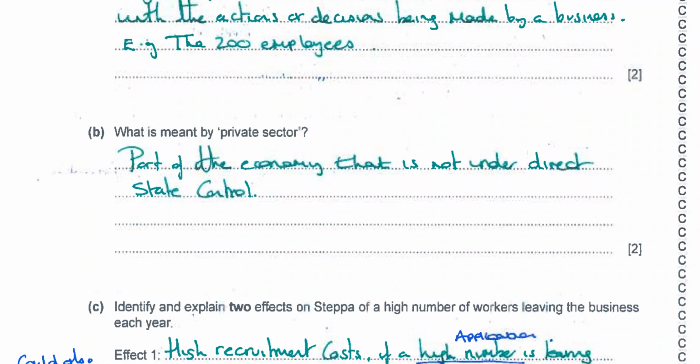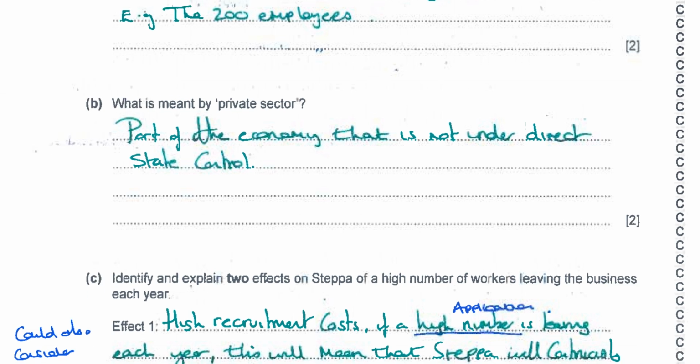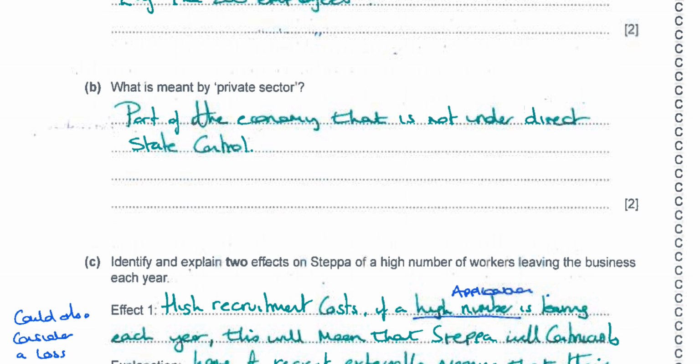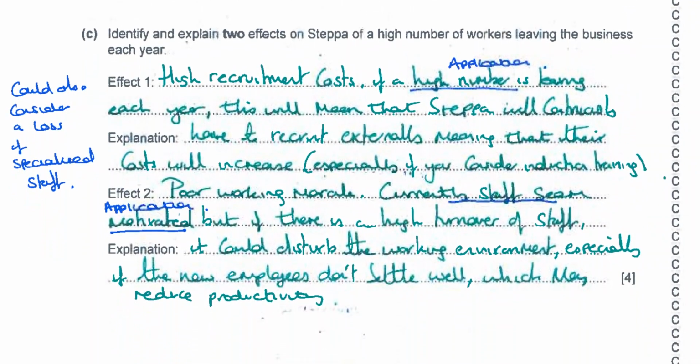Private sector, just remember, is not related to the government. You could have even mentioned that their main objective is to probably maximise profits. Other factors you could have considered within this, the loss of specialised staff could have been a key point. I went for high recruitment costs and poor working morale.